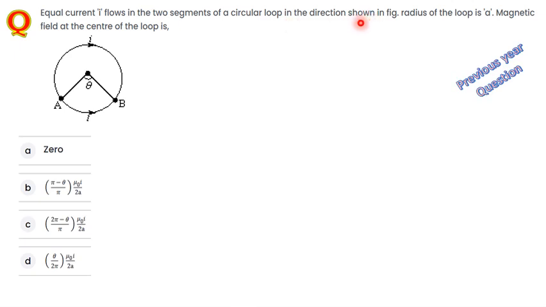As shown in the figure, the radius of the loop is given as a. Now, next, what they are asking is the magnetic field at the center of the loop. For this we already know the result. In the previous first session we have discussed this one. I will give the link at the end of the slide. You just go through it.